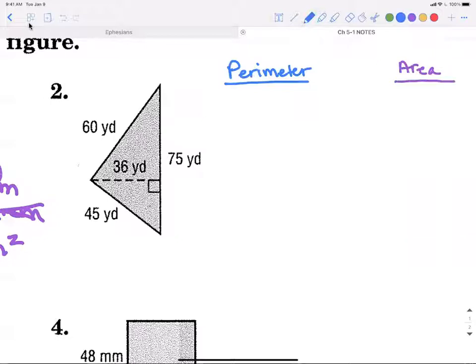All right, so first we're going to do the perimeter. And we know that the perimeter is side A plus side B plus side C. Now, this is not a right triangle. So on this one, it doesn't matter which one you call A, B, and C. Doesn't matter which one because we're just adding them all together. So we've got 60 plus 75 plus 45. Okay, and let's see, 60 and 45 is 105, so 180. Somebody check me.